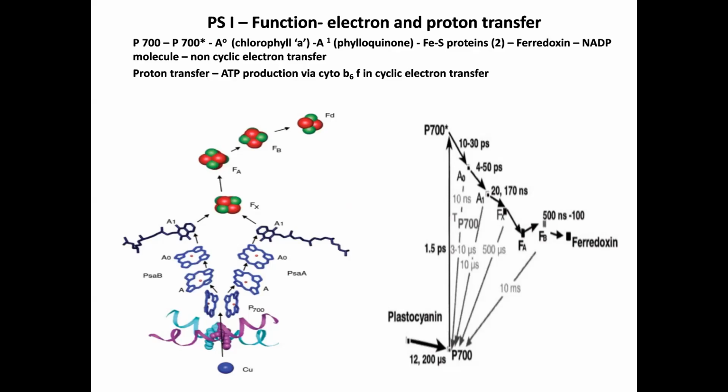Light-induced charge separation oxidizes the primary electron donor P700, which is a chlorophyll A prime heterodimer, and reduces the primary electron acceptor A0, that is again another chlorophyll A monomer. The electron is transferred to A1, a phylloquinone in most organisms, to FX, an interpolypeptide iron sulfur cluster, and finally to FA and FB, which are again 4 sulfur clusters bound to the extrinsic protein subunit.